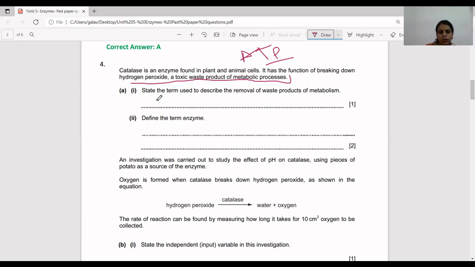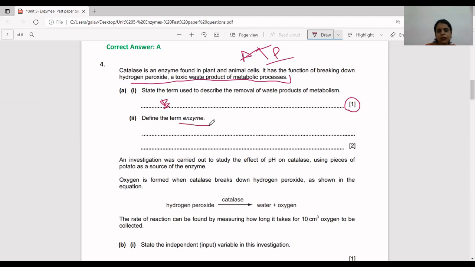The first question is, state the term used to describe the removal of waste products of metabolism. Whenever you read a question, check the number of marks it has been awarded. Here the question is for 1 mark, so you just have to state the term. In unit 1 you have studied that removal of waste products of metabolism from the body of a living organism is called excretion. So the correct answer for A1 is excretion.